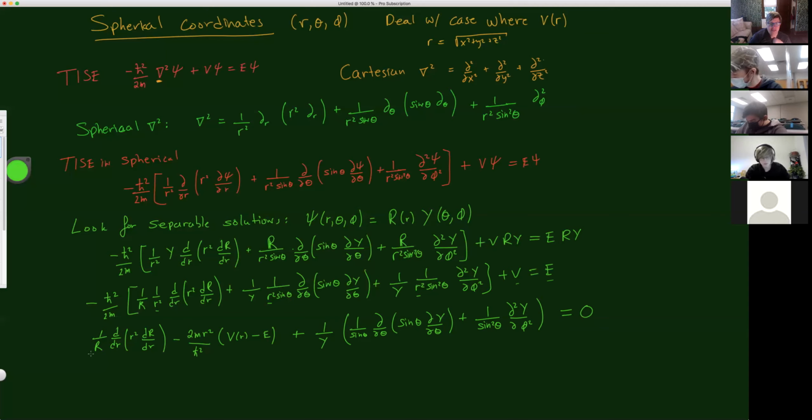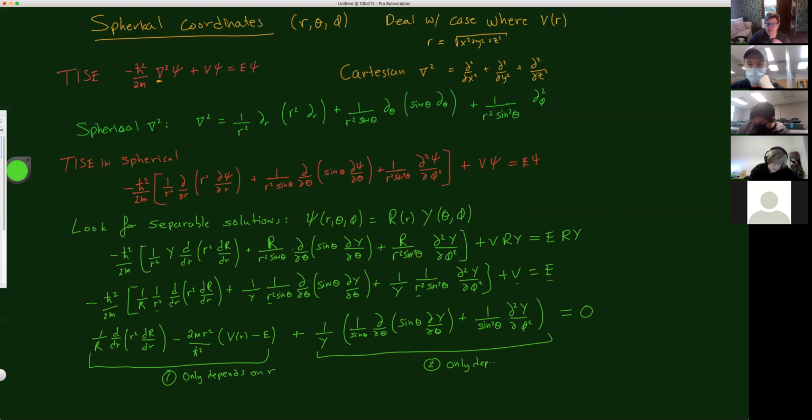Okay, so notice here we have this term, I'm going to call that term 1, and this term here, term 2. Term 1 only depends on r, and term 2 only depends on, can't write today.